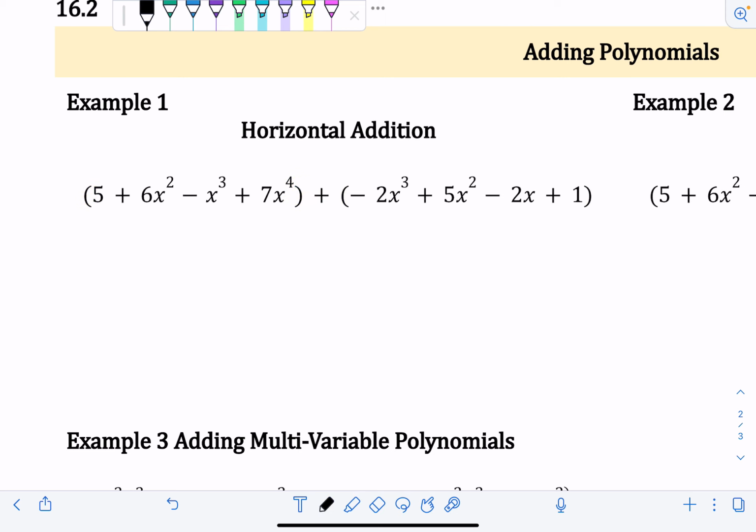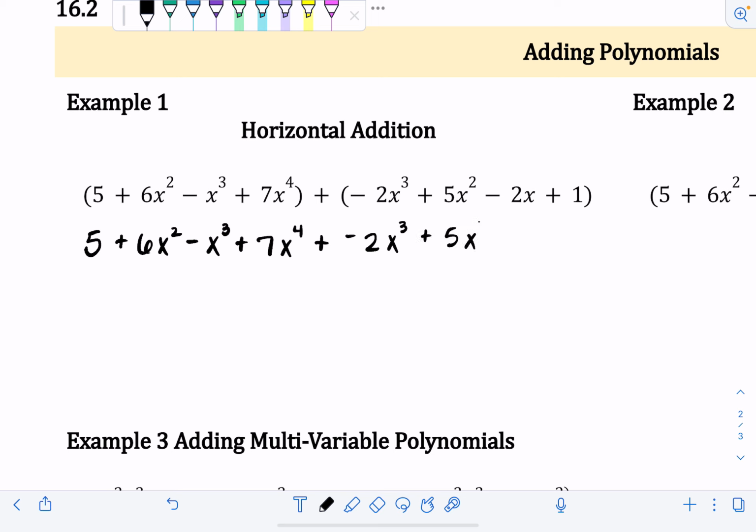So I'm just going to copy everything down, just take off the parentheses. So it'll be 5 plus 6x squared minus x to the third power plus 7x to the fourth. And then bring down the plus sign, don't forget that. And then the second polynomial that was in the parentheses, negative 2x to the third power plus 5x squared minus 2x plus 1.